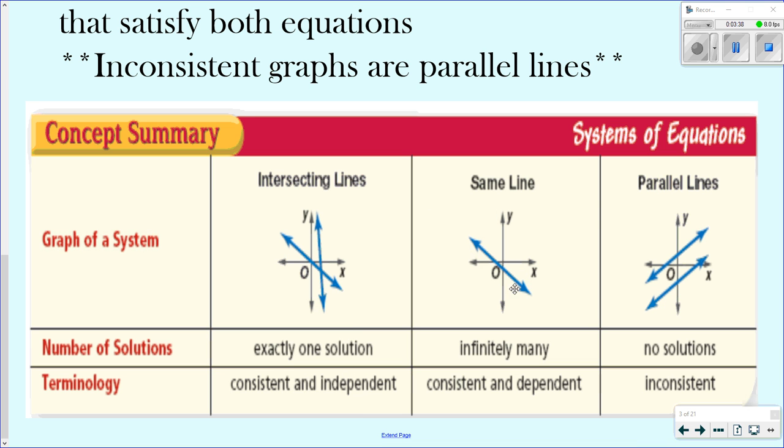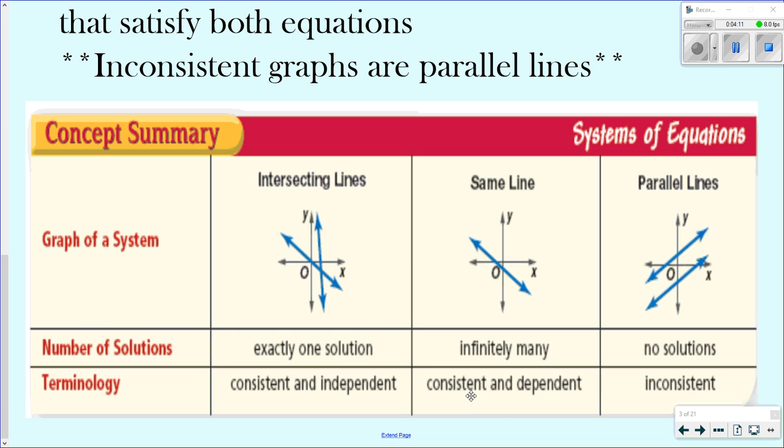When it comes to the same line, the equations will have the same slope and the same y-intercept. They're just on top of each other, so you don't see that, but there's one line and they form one big line that shares all the points. So when it comes to the solution, whatever point you choose on either line, they're both going to have it. So it's infinitely many. And when it comes to determining what type of system it is, it's consistent.